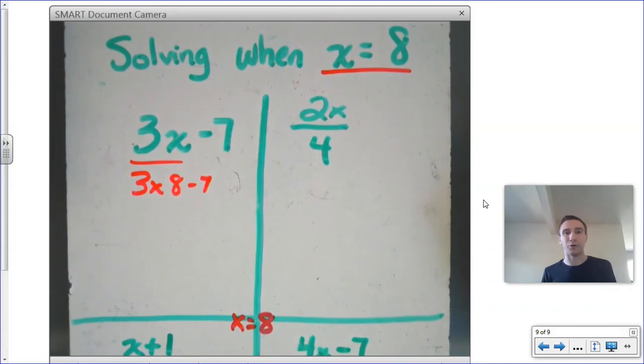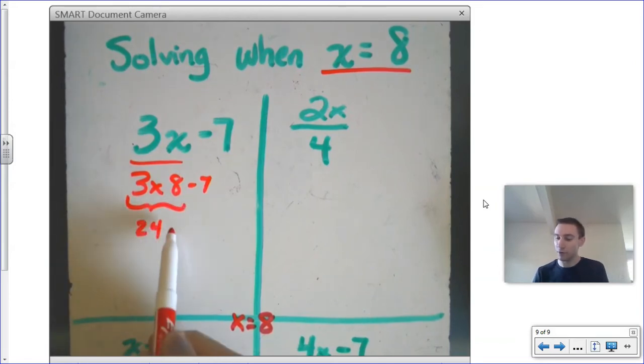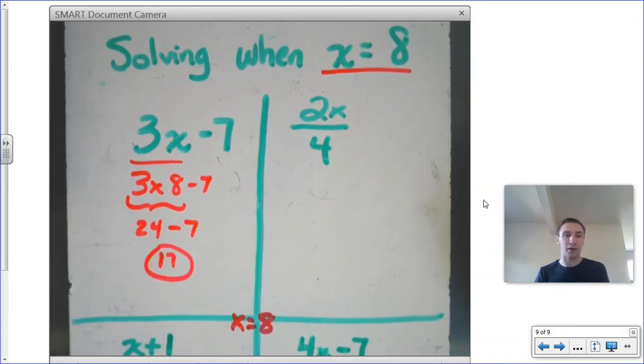And now I have to follow order of operations. So following order of operations, I'm going to have 3 times 8 is 24. And then I'm going to subtract 7. And I will have 17 left over. And that's our first example. That's evaluating. We have evaluated the expression when x is equal to 8.